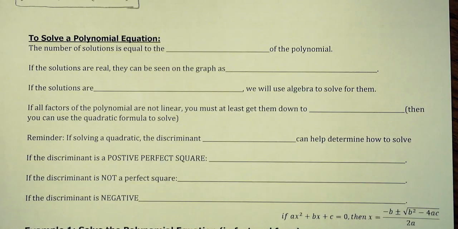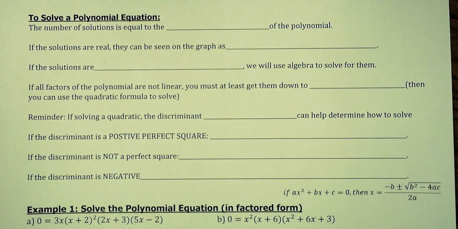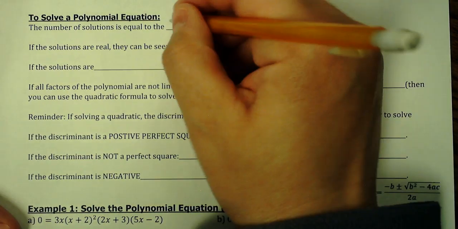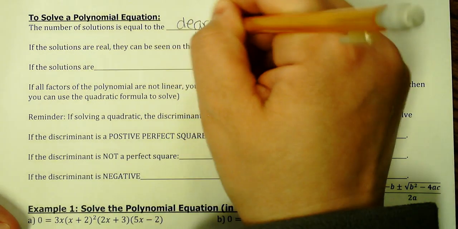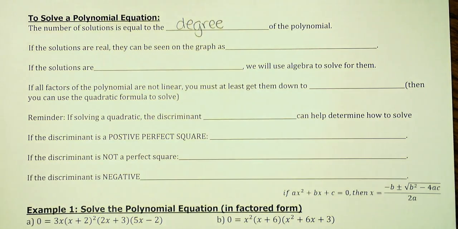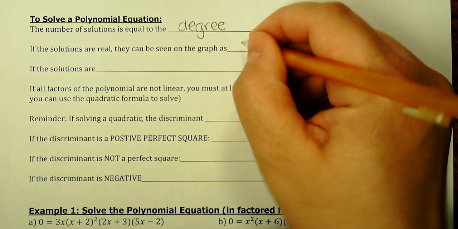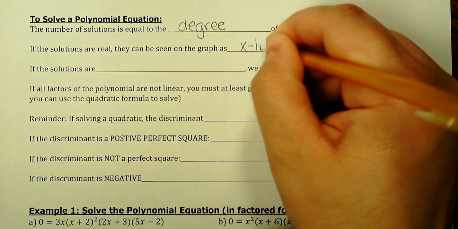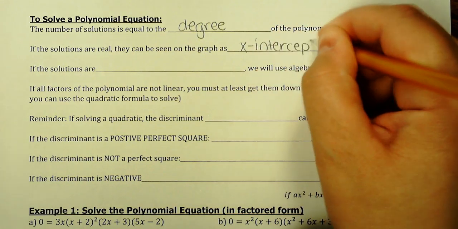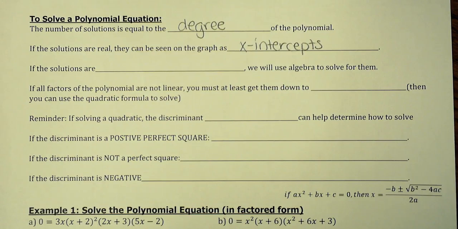Okay, now, in general, when you're solving a polynomial equation, so we've been doing this with quadratics, we did this a little bit with cubic functions, so just in general, the number of solutions is always equal to the degree of the polynomial, and that's just the highest power of x. So the number of answers you should have will always match that. If the solutions are actual real numbers, you can be looking at a graph and see those, they'll be x-intercepts. So that just means where the graph crosses the x-axis.